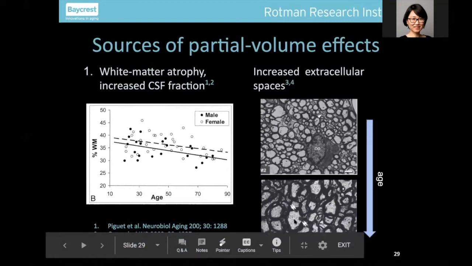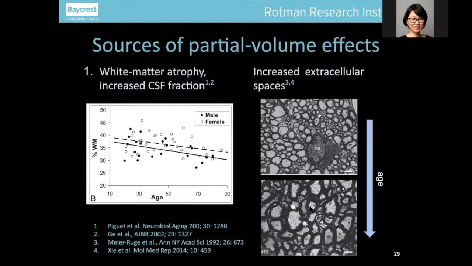If you take these two voxels as representing the same area, but in the older version, there is more extracellular space and the axons do get bigger. So overall, there's a significant change in the actual microstructure, but we may or may not be able to see that using single shell DTI.